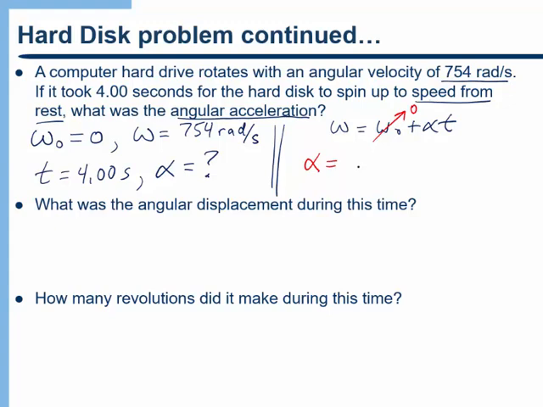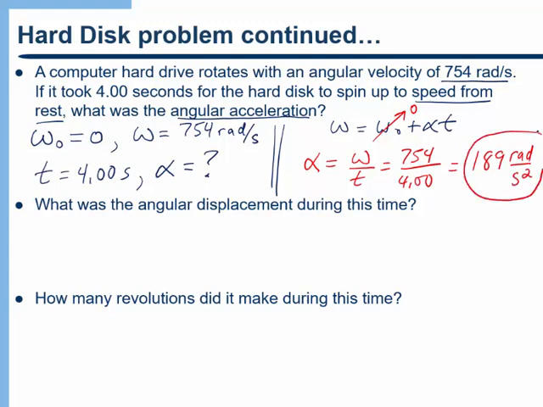So alpha is equal to omega over t, or 754 radians per second divided by 4 seconds, which is 189, and that would be radians per second squared. Remember that the unit of angular acceleration is radians per second squared. And we can see that that makes sense because we've got radians per second over seconds.